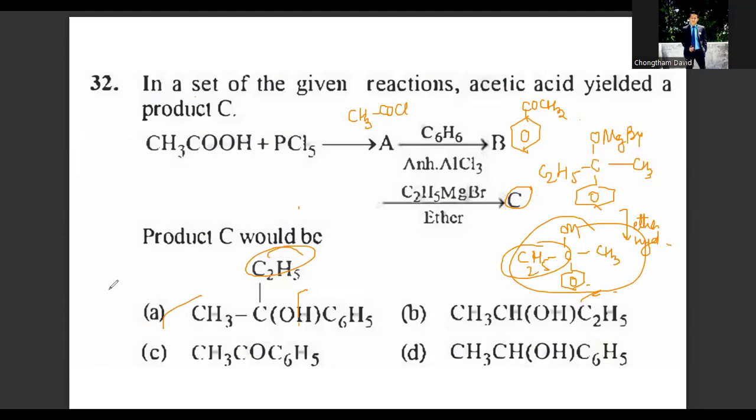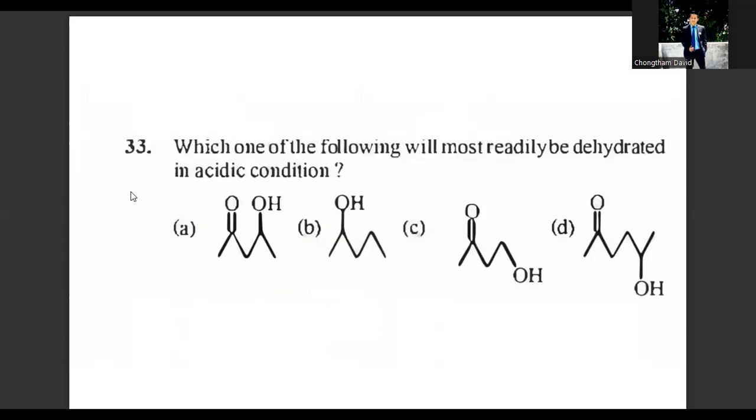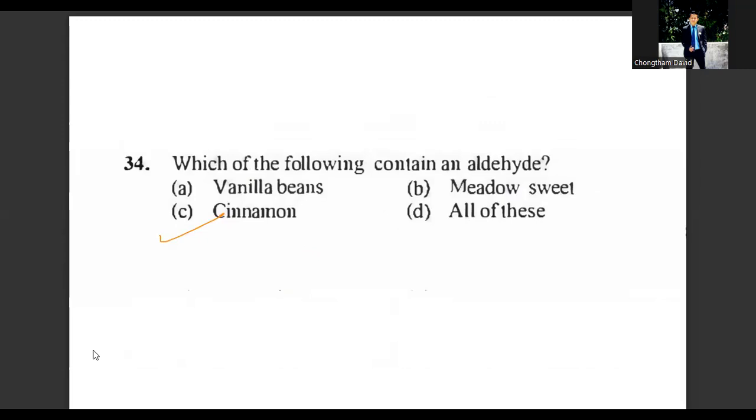Next, question number 33. Which of the following will most readily be dehydrated in acidic condition? Which will be dehydrated readily in acidic condition? Compound A undergoes dehydration easily as the product obtained is conjugated and thus it is more stable. So A will be the answer. Find out whether this is alpha, beta, or gamma. Okay. Next, question number 34. Which of the following contains an aldehyde?